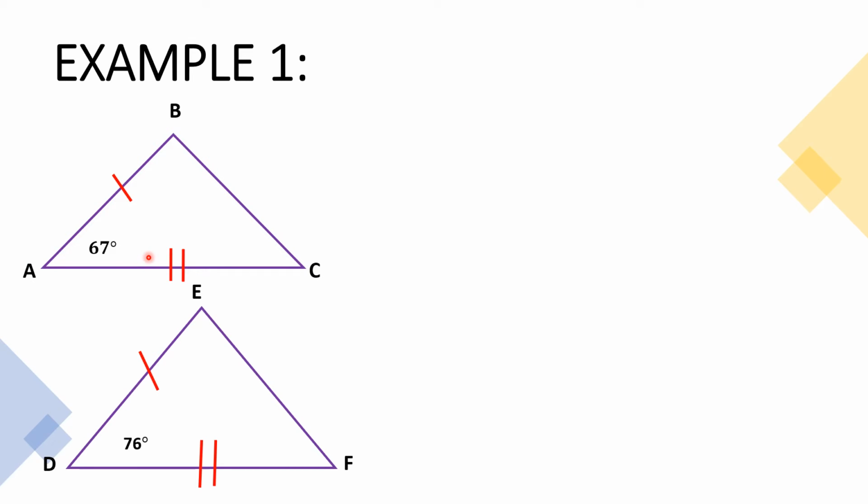So, number na po yung nilagay ko. So you have angle A is 67 degrees and the second one is angle D. We have 76 degrees. Okay? So let's state first yung ating mga given.